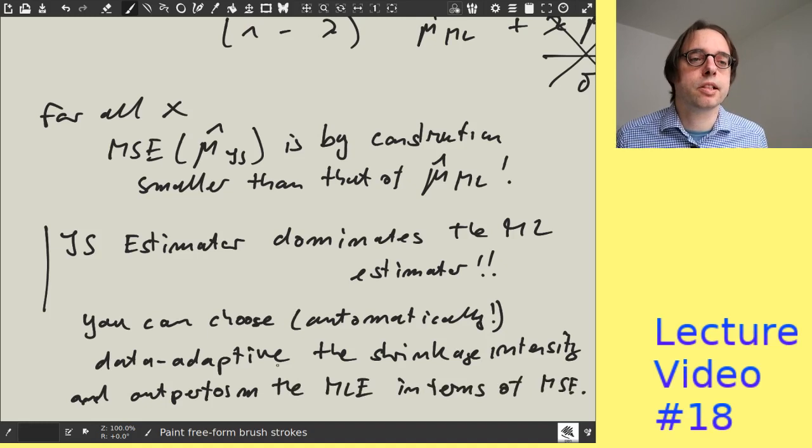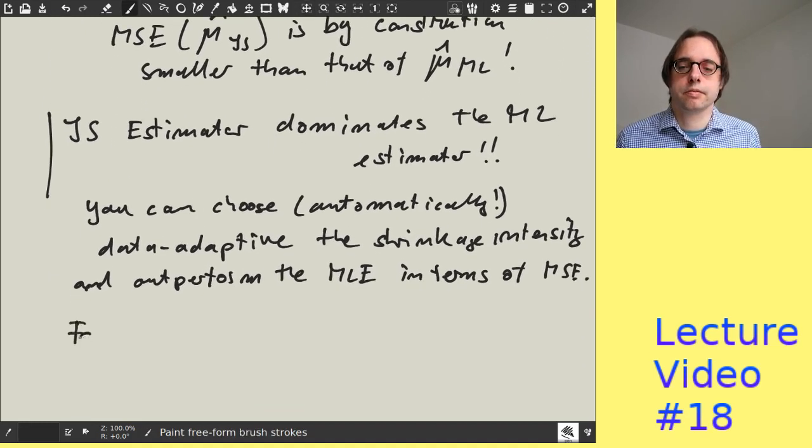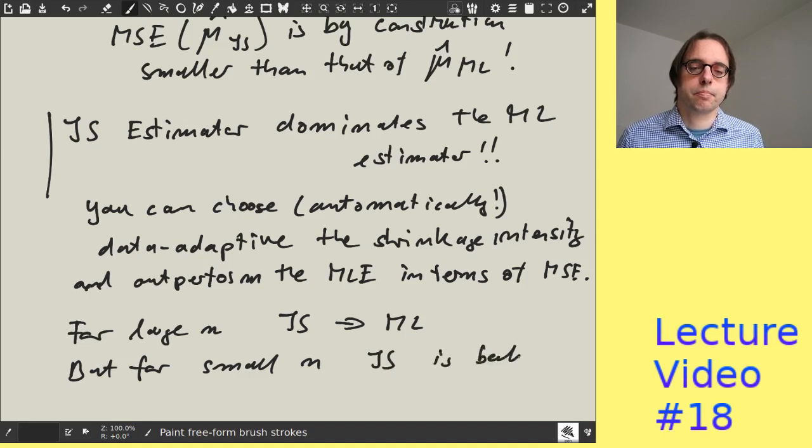So obviously for large samples both converge. For large samples James-Stein converges to ML, but for small n it is better than the ML. So that's the puzzling thing.